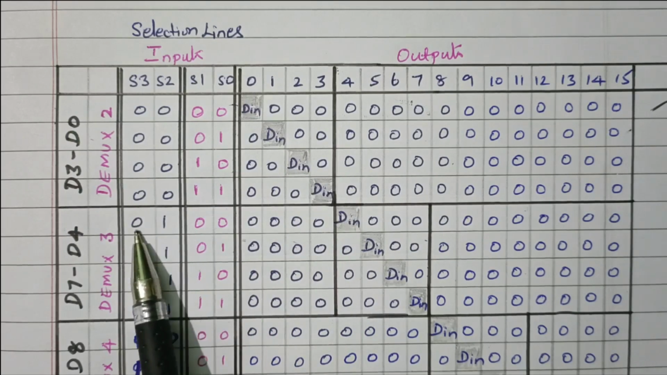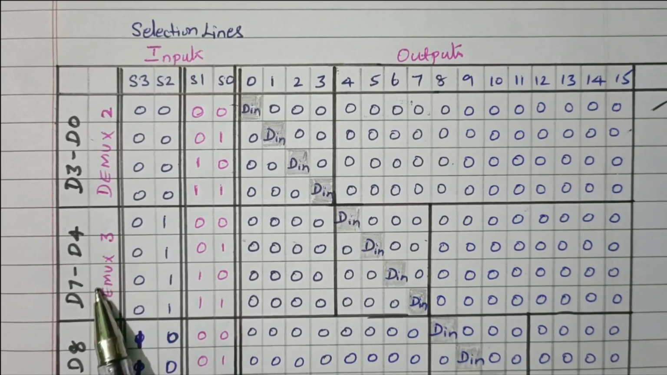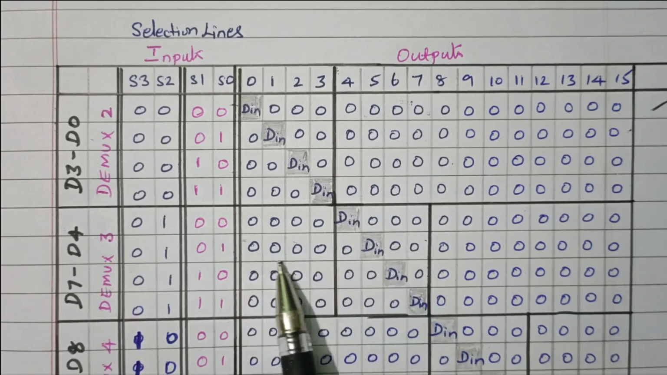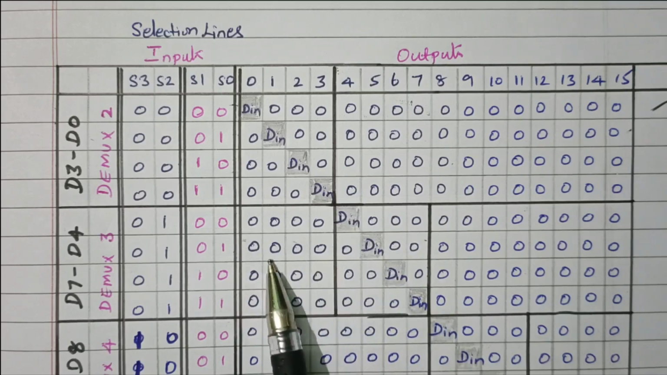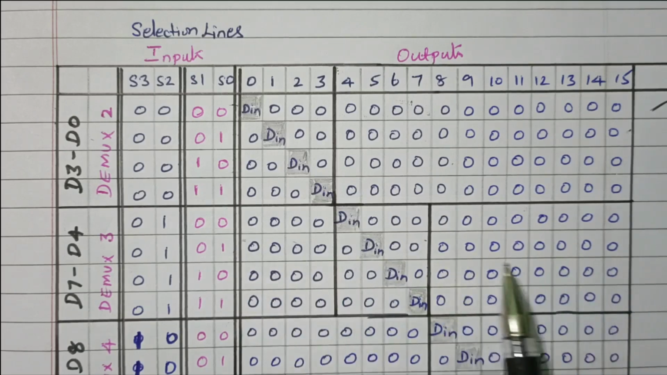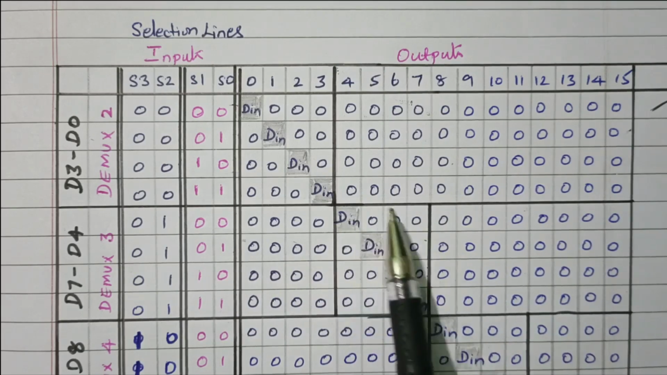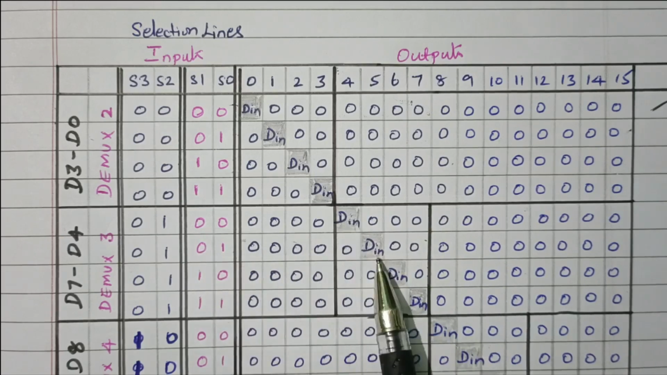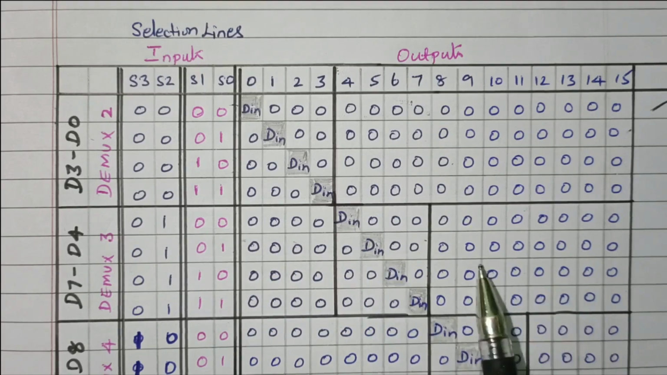Suppose it is the next combination, 0 1: dmux 3 will be enabled, so that we get the data from D4 to D7, right? The first dmux is disabled, the third and fourth dmux are also disabled, only the second dmux is enabled. In that, 0 0 means data available in fourth position, 0 1 means fifth position, 1 0 means sixth position, 1 1 means seventh position, right? These remainings are zeros, not enabled. Dmux 2 is disabled, only dmux 3 is enabled, 4 and 5 also disabled, right?